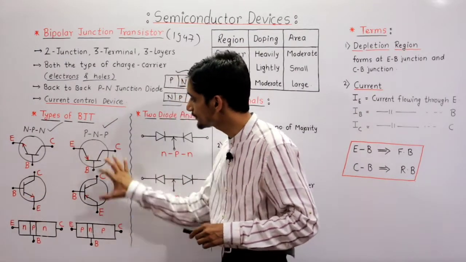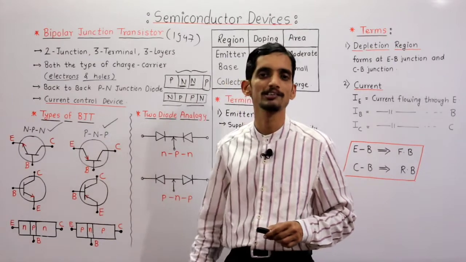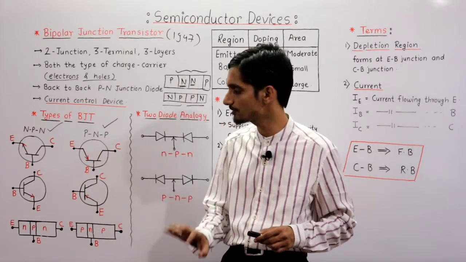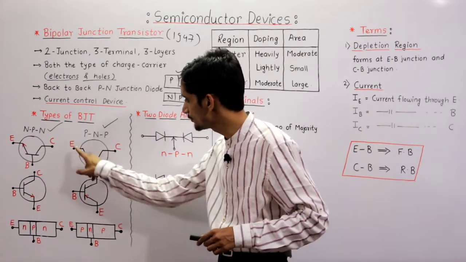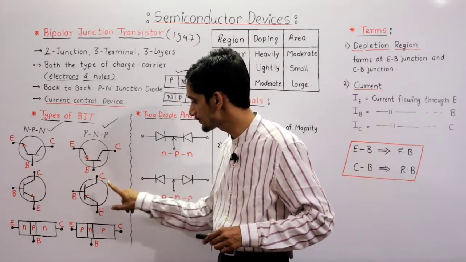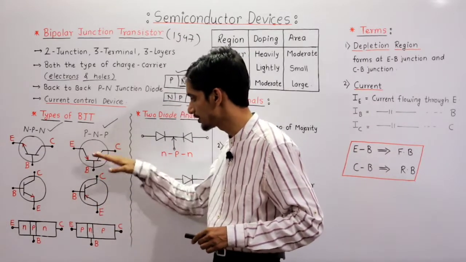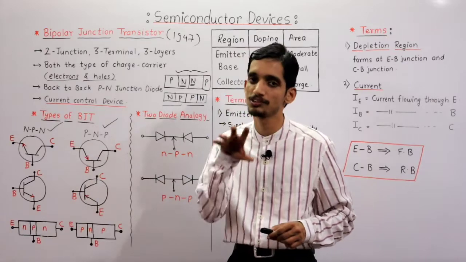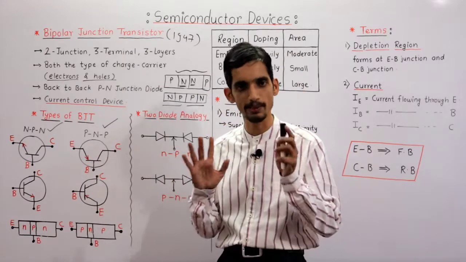Now this is the symbol of a PNP transistor. In a PNP transistor, if you observe, this is emitter, base, collector. This is also collector, base, emitter. The technique of drawing the symbols is different, but both are the same.